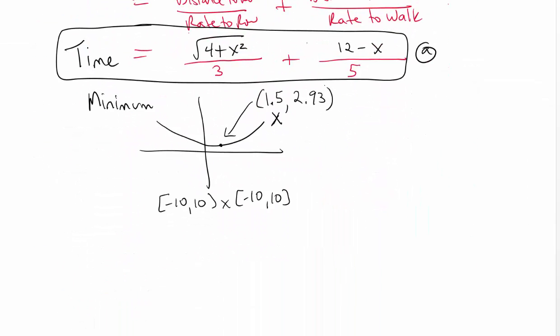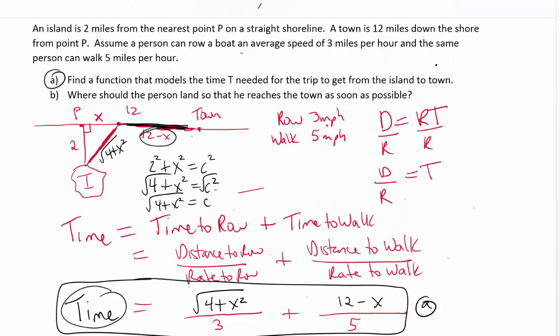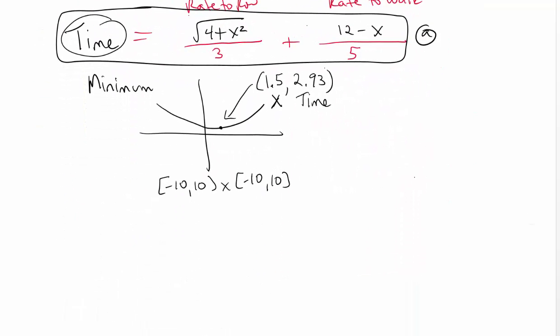The y value up here is what this function represented, which in this case was time. So this would be our time. And our units for that time would be in hours because our rates were miles per hour. So it's going to take us almost 3 hours to complete the journey.